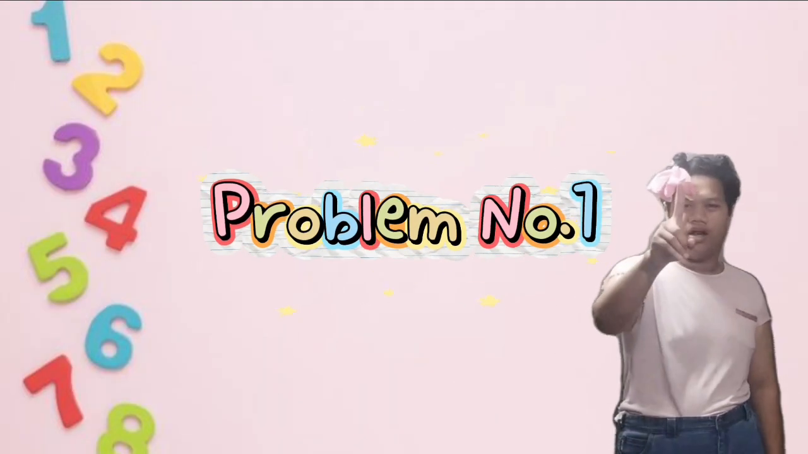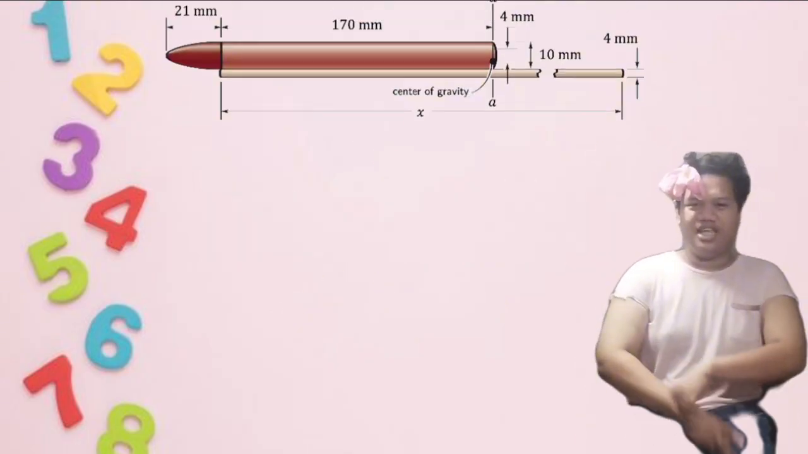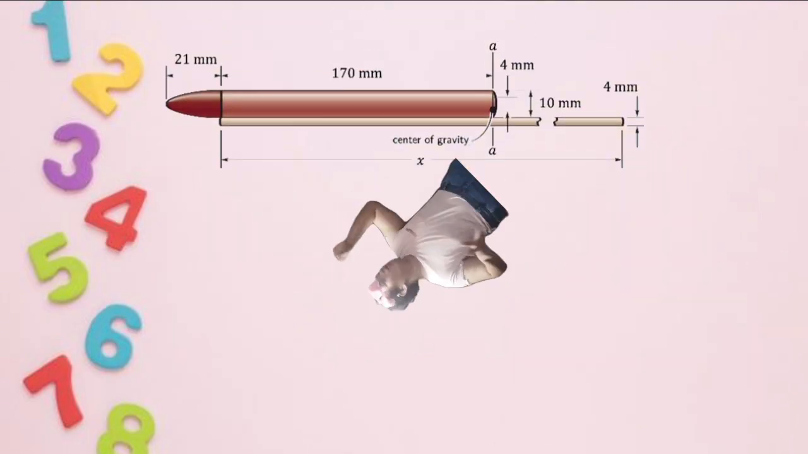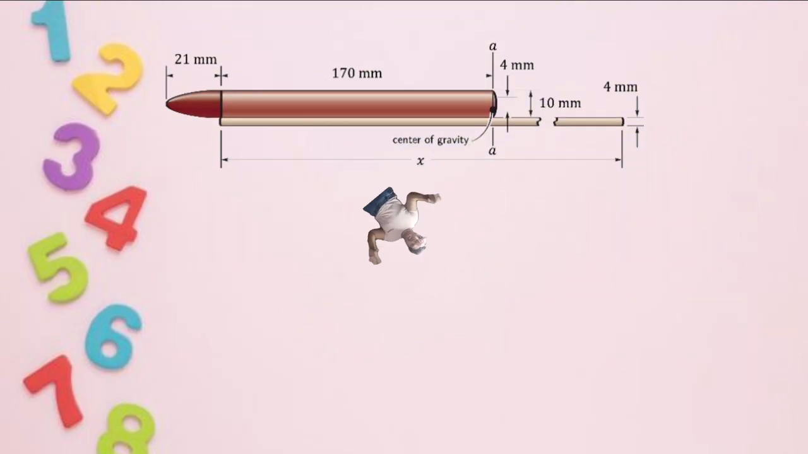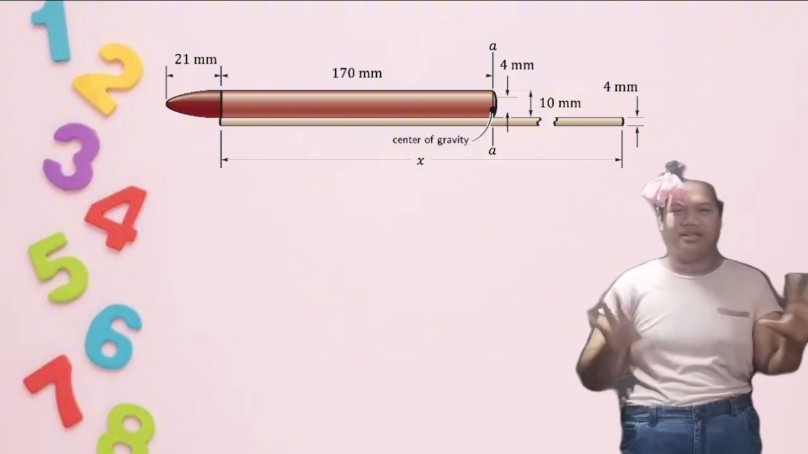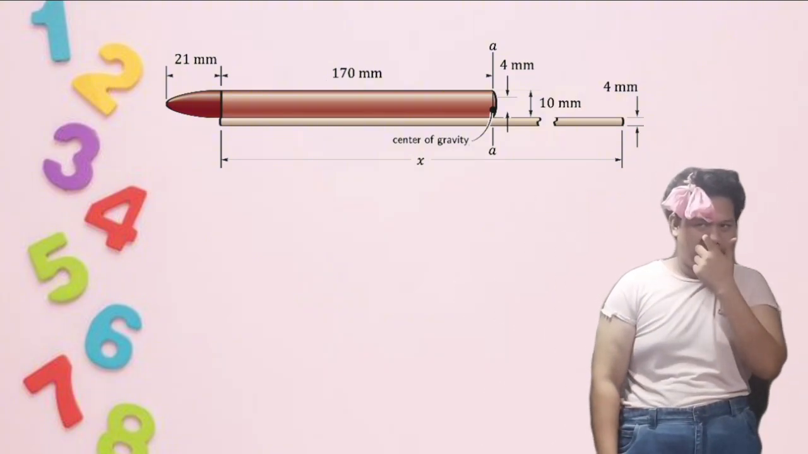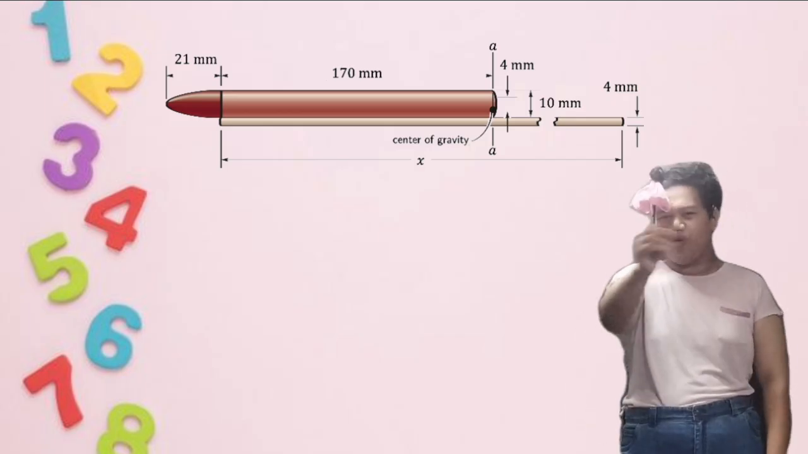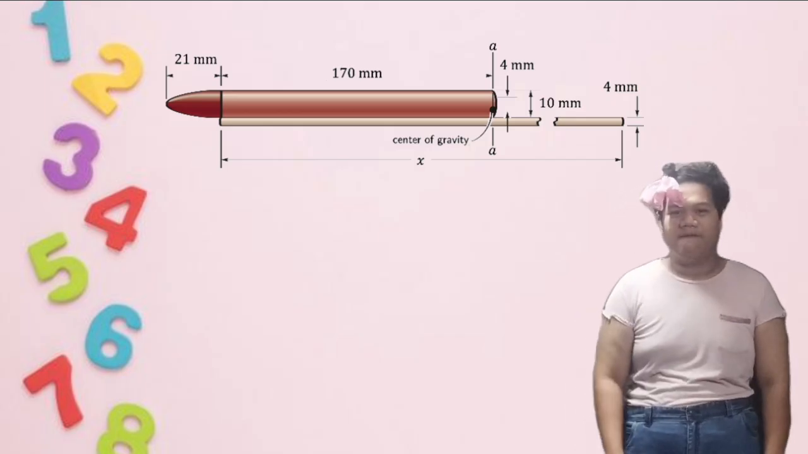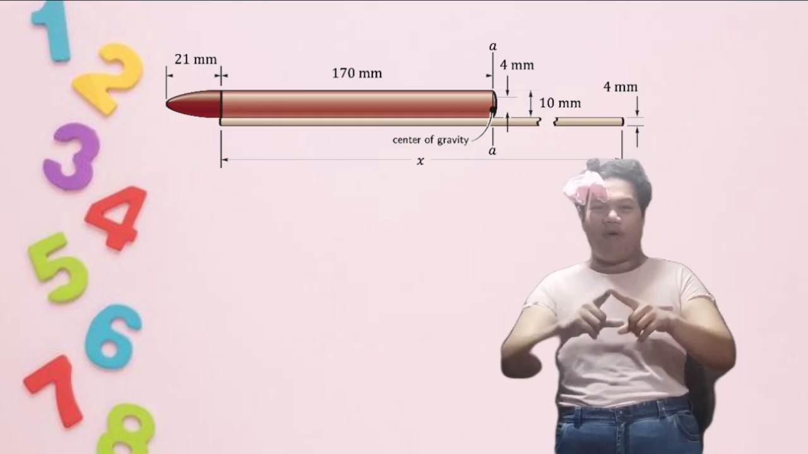Problem number 1. What shape is this? I don't know. What shape is that? It's a bird! It's a plane! It's Superman! No, what? That's a rocket.